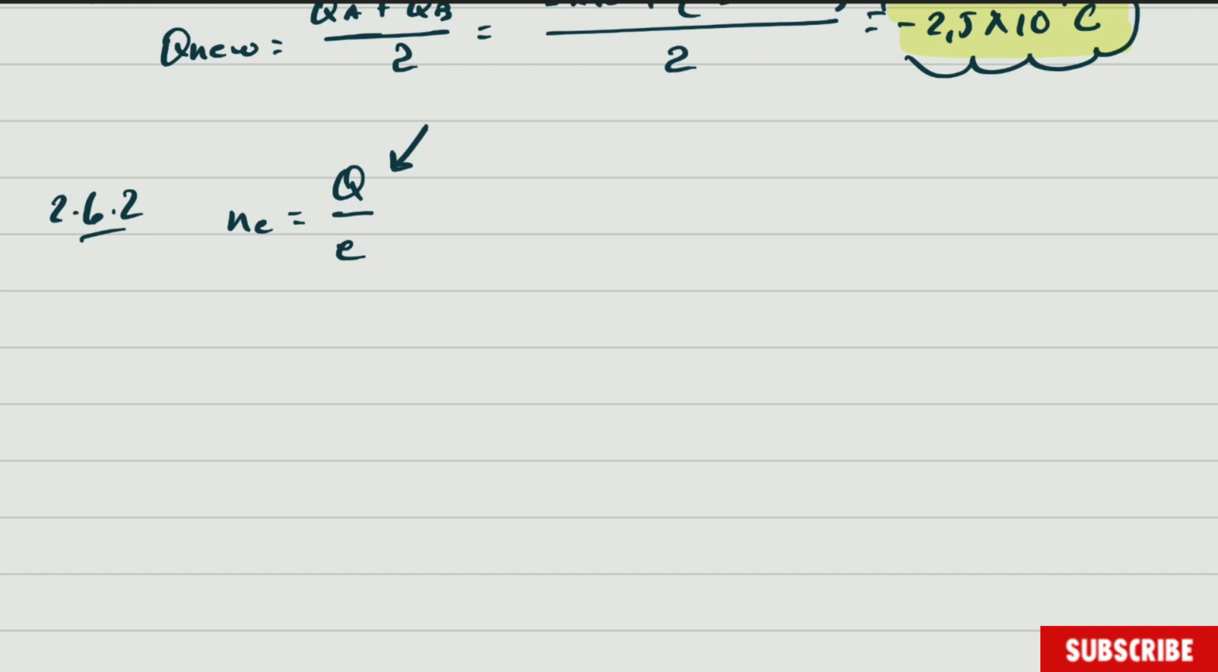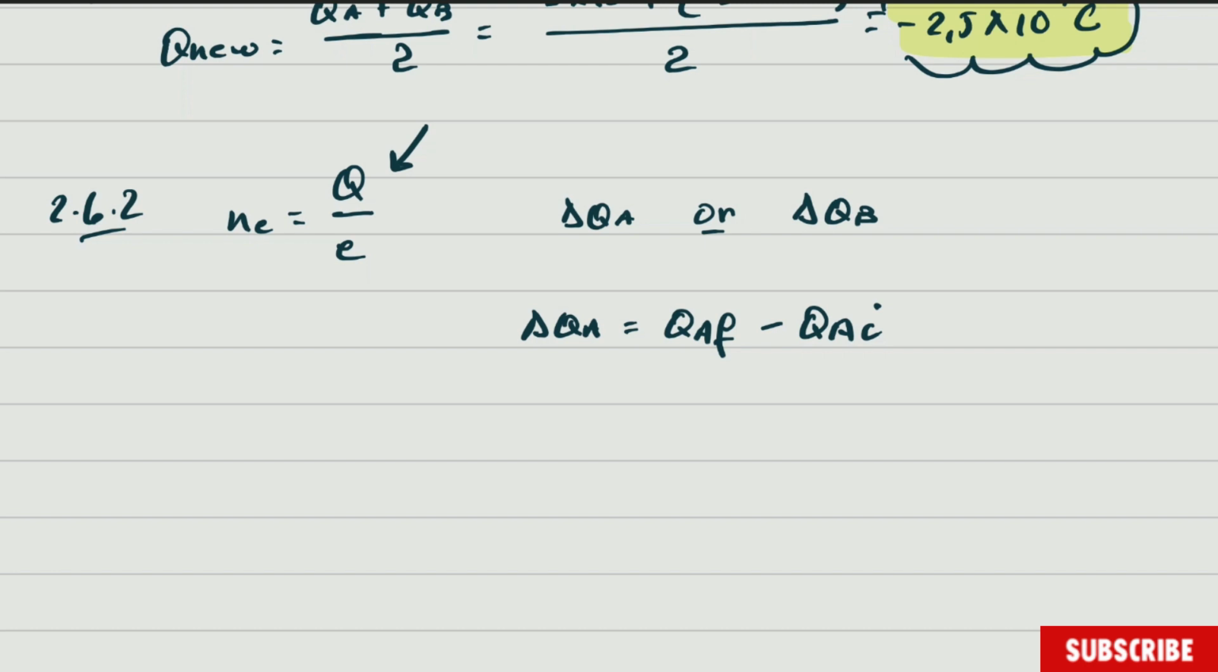However, we are not working with the total charge, because we don't want to know the number of electrons there are. We want to know how many electrons moved from one charge to the other. So the first thing you have to do is calculate the change in charge, either for A or for B. Remember, in physics, any change is final minus initial. So it will be the final charge of A minus the initial charge of A.